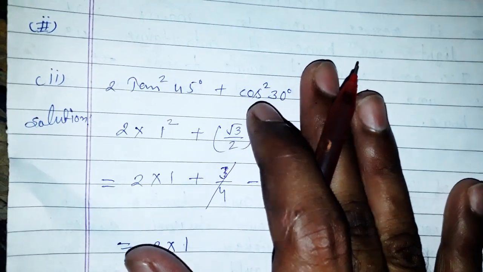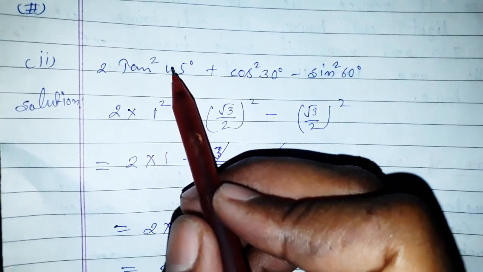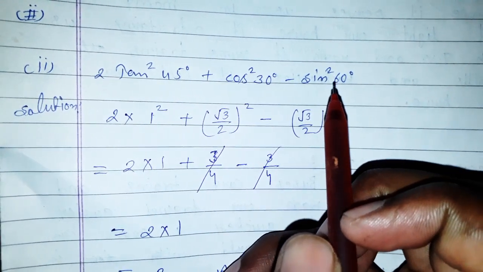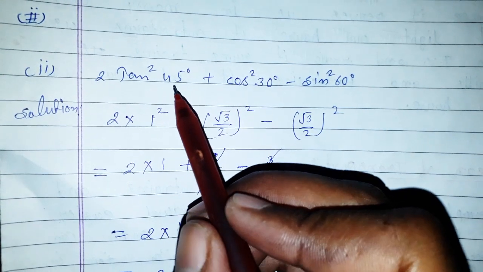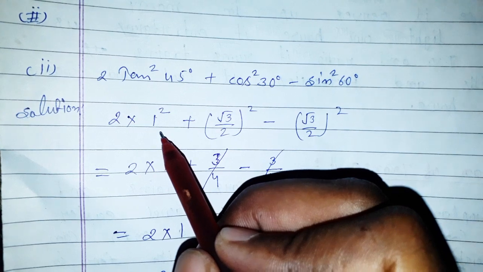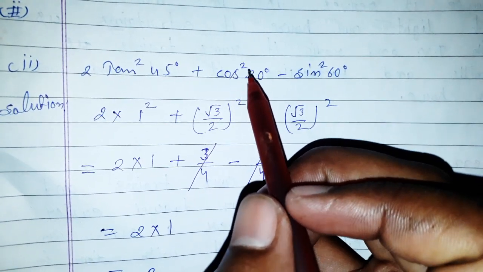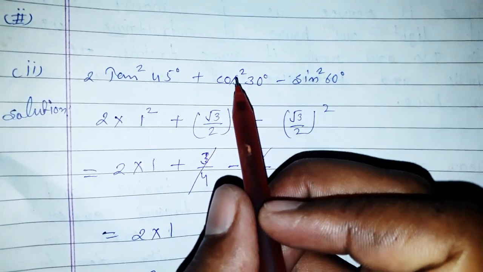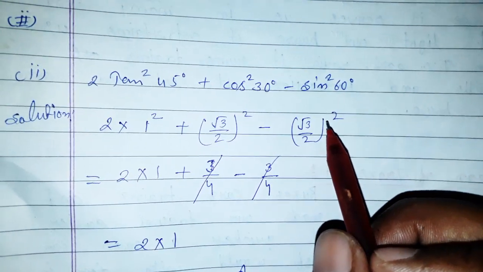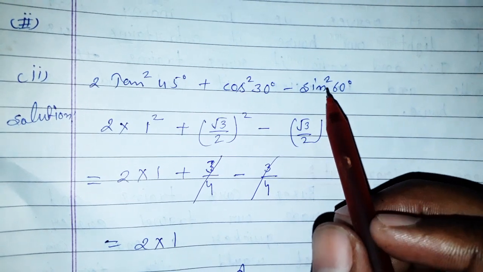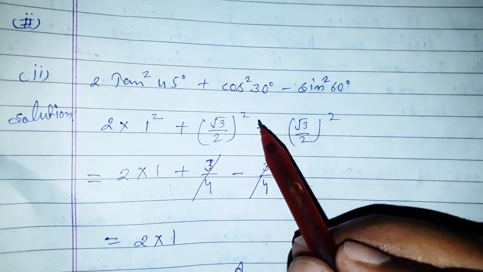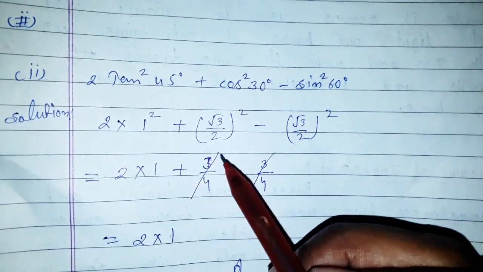Next, 2 tan square 45 degree plus cos square 30 degree minus sin square 60 degree. So what is the value of tan 45? Tan 45 is 1, and this is squared. Cos 30 is root 3 upon 2, but this is squared, so the whole thing is squared. Minus root 3 upon 2, because sin 60 is root 3 upon 2, and this is also squared. Square of 1 is 1.